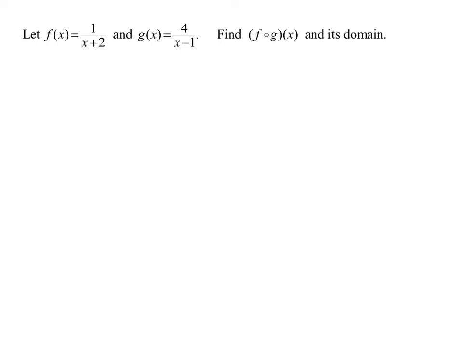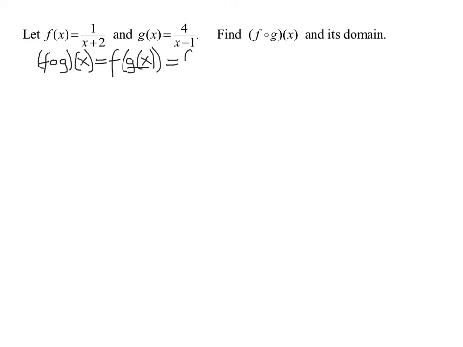In this problem, we're given f of x is a rational function, g of x is a rational function, and we need to find the composition f composed with g of x and its domain. So let's start off by writing the definition of what a composition is. Remember, f composed with g of x just means f at g of x. And what we're going to do is initially replace g of x with its definition.